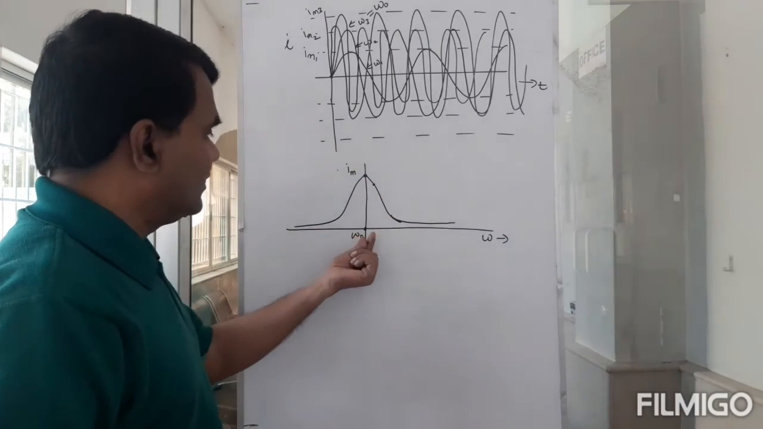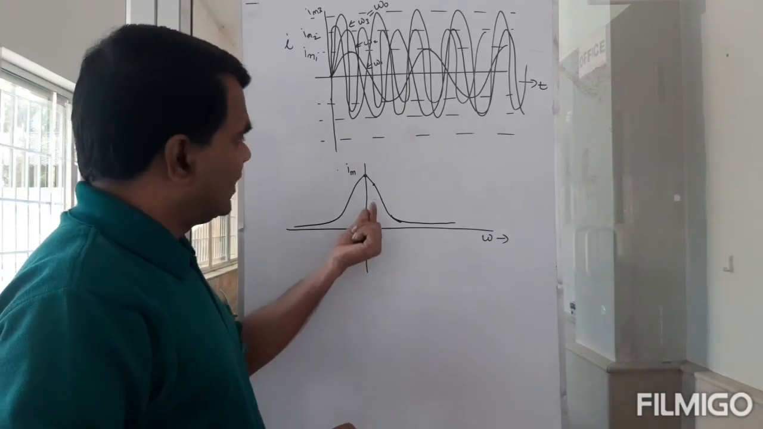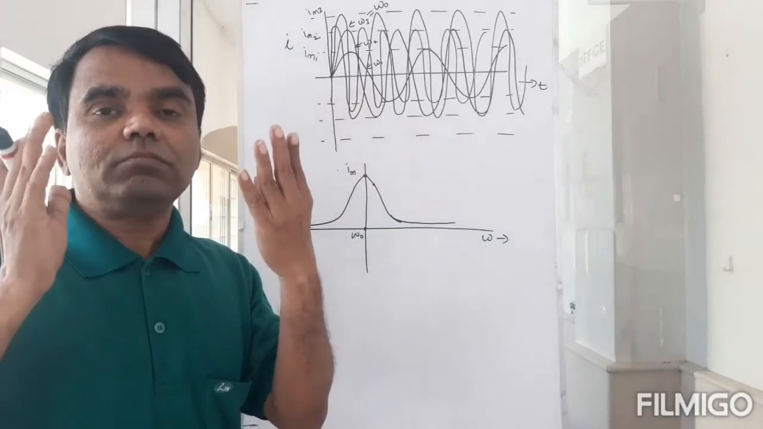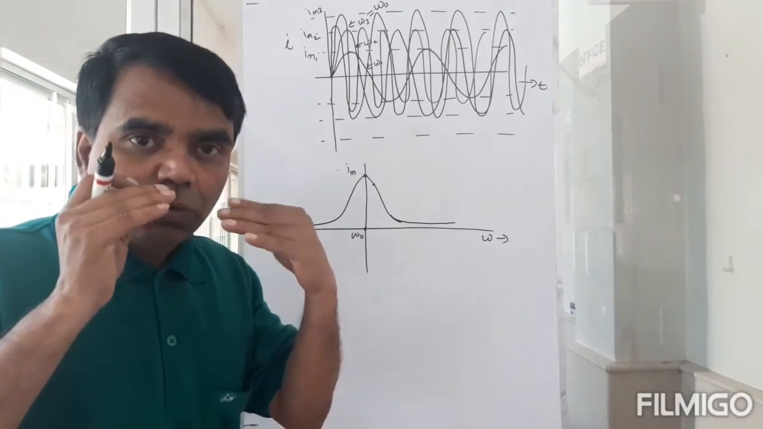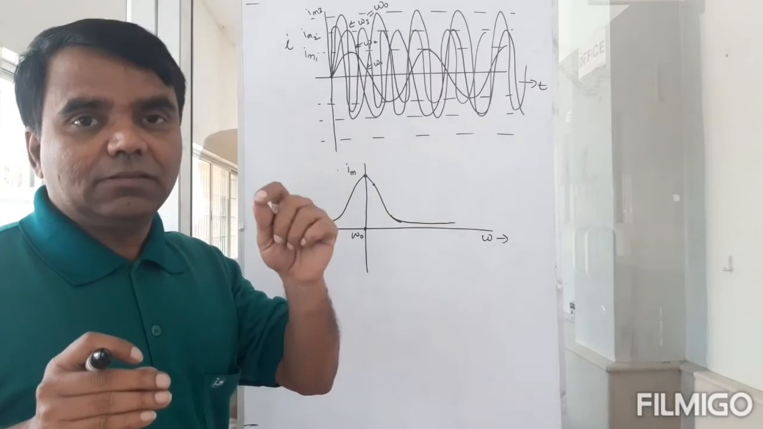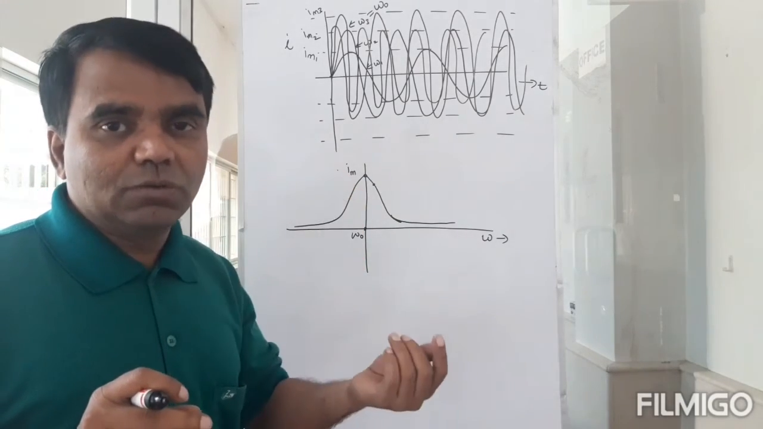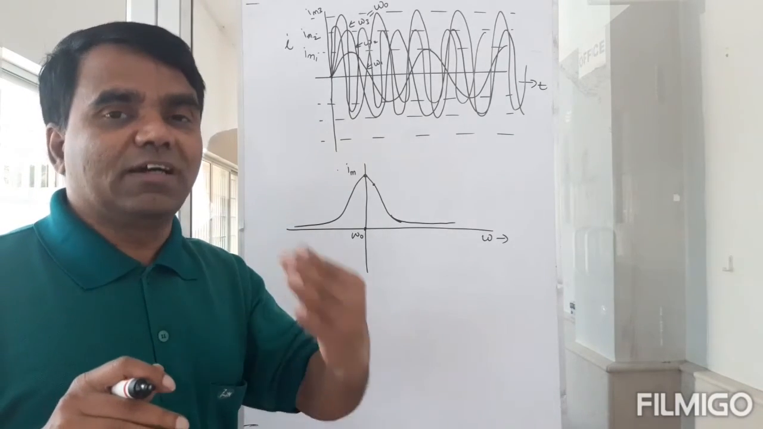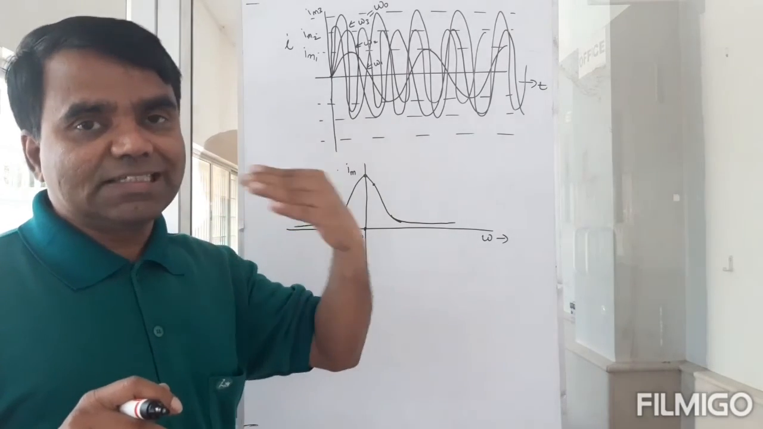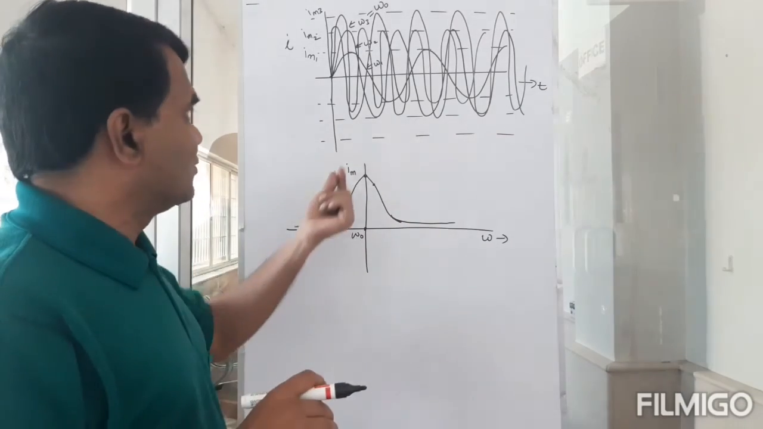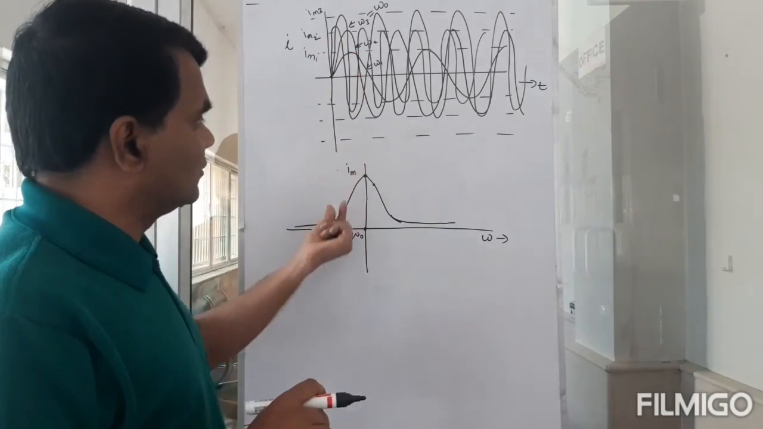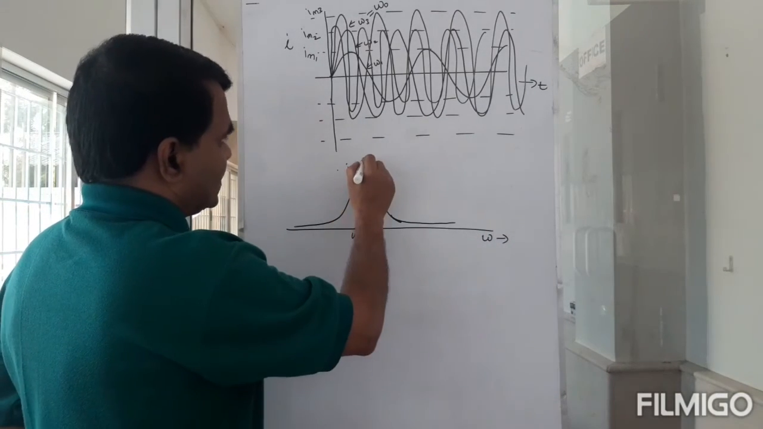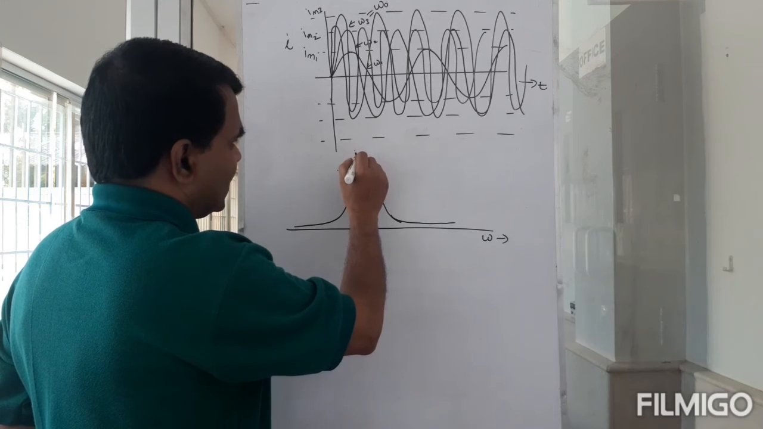Same thing will happen when I decrease the frequency. As I decrease the frequency, my omega L will be low, but my 1 by omega C will be high. My XL will be low, my XC will be high. So effectively it will still reduce the current through the circuit. So I'll have a curve like this. So this is the current curve I, but this is the IM curve basically.